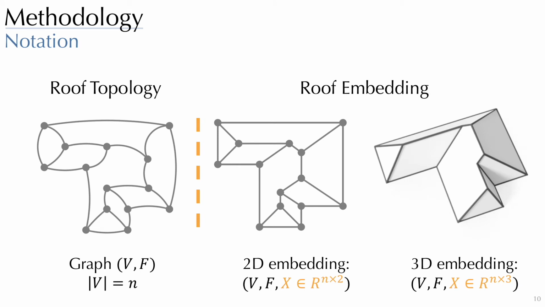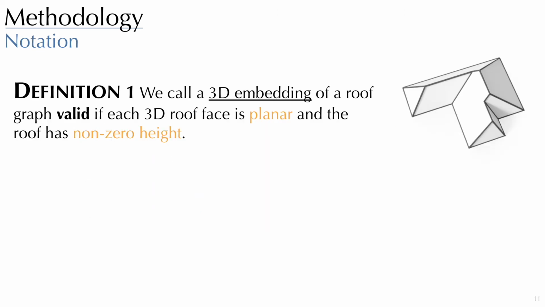Let's first start with some notations to better clarify our problem. We use a connectivity graph to represent the topology of a roof. Specifically, we are given a set of nodes V and a list of faces F to show how nodes are connected to each other to form roof faces. To visualize such an abstract graph, we need to embed it in 2D or 3D. For example, we can assign the node Vi a 2D position, which gives us a 2D embedding of this roof graph. We can also assign each node a 3D position to get a graph embedding in 3D.